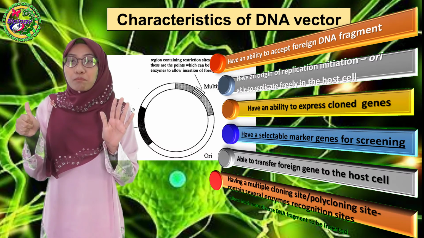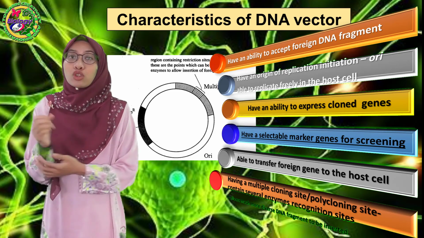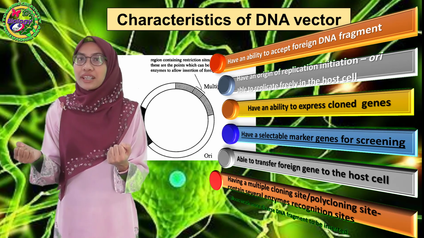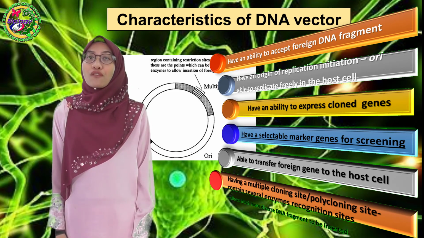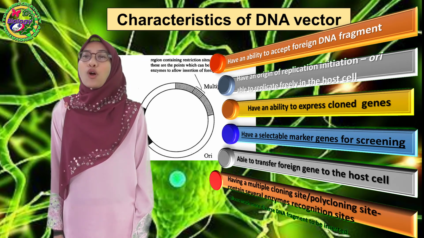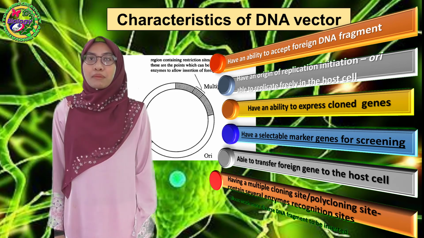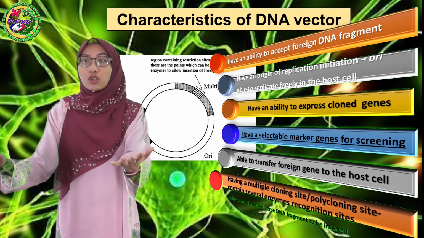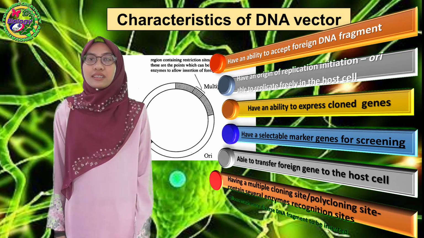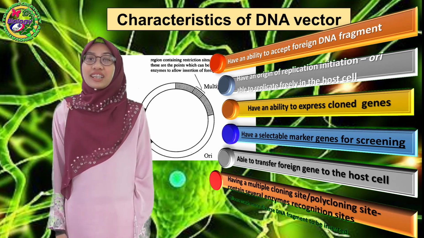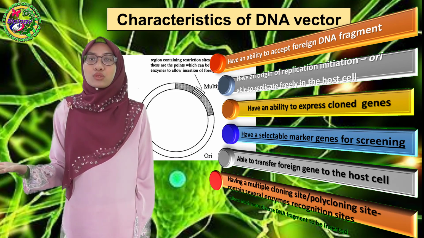There are six important characteristics of plasmid as a DNA vector. The first one is the ability to accept the gene of interest, also known as the donor DNA or target gene. Second, plasmid contains an origin of replication, also known as the ori, to initiate replication freely in the host cell. Plasmid also has the ability to express the cloned gene, meaning the gene can undergo transcription and translation. Another characteristic is that it contains selectable marker genes for screening, such as the gene for ampicillin resistance and also the LacZ gene.